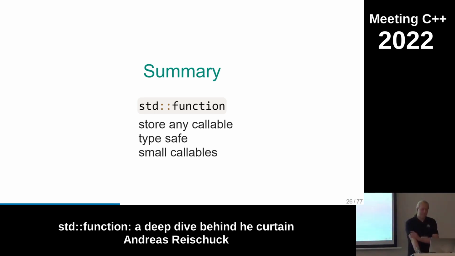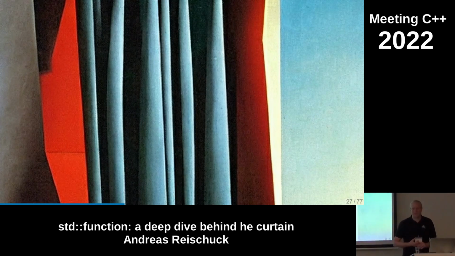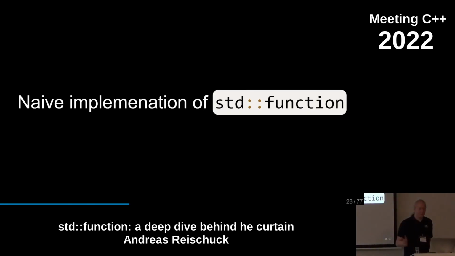So now that we know how std::function works and what its C++ use cases are, let's go and deep dive behind the curtain. How does std::function do that thing? I want to introduce you by just writing a new implementation of it. We have now seen the use cases, so this is our goal. We want to write a naive implementation that works for the use cases we described so far. So let's start with that.